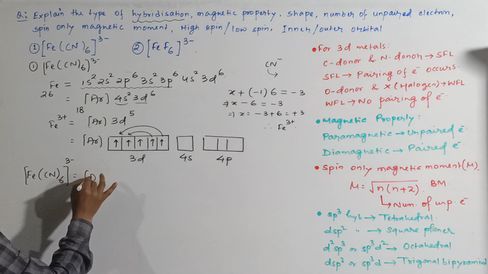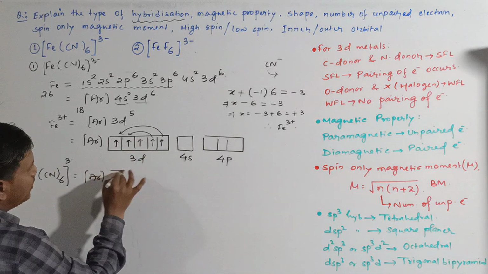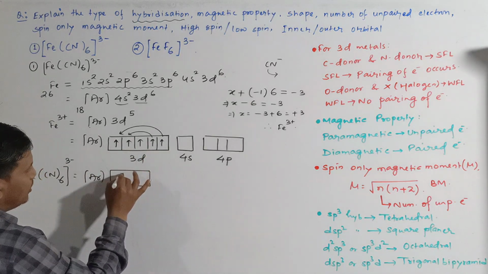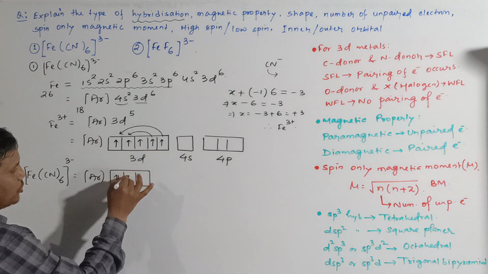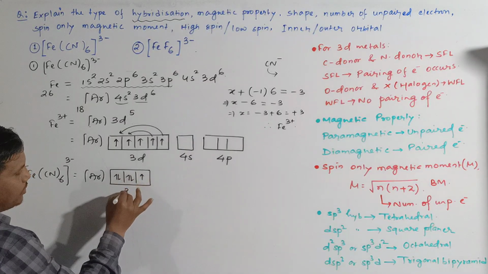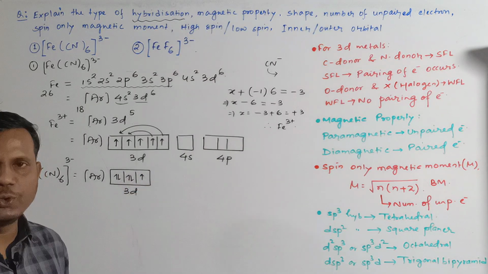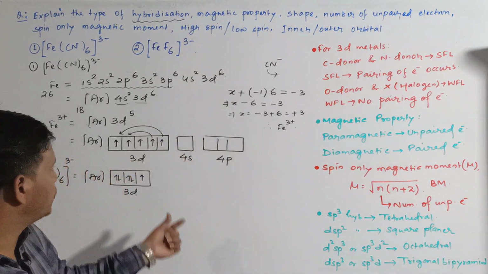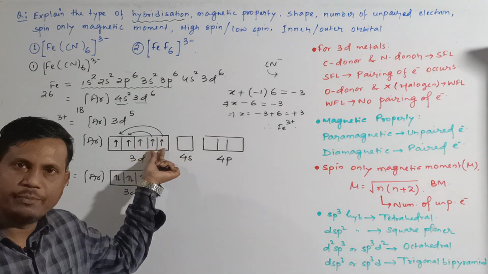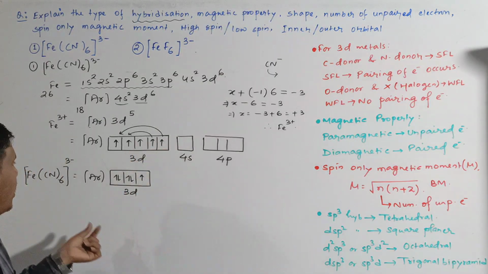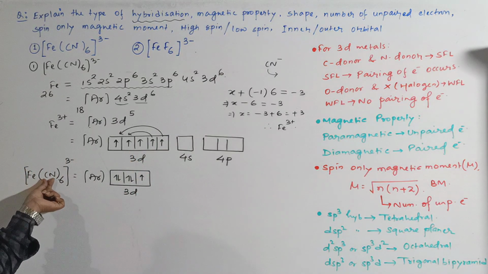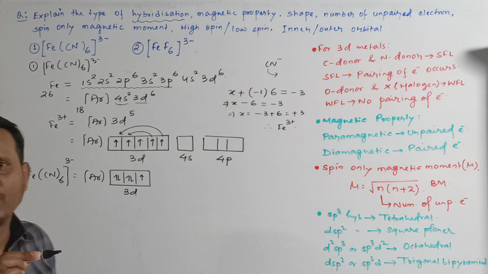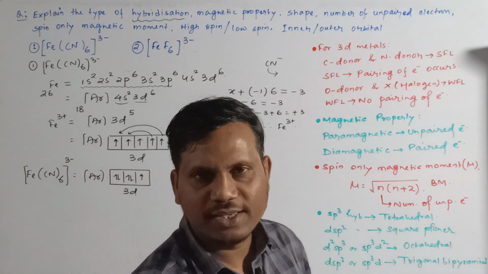After writing the complex, we can pair up the electrons. So these 5 electrons in 3d will look like this: 2, 2, 1, and these two orbitals will be empty or vacant. How many ligands have a donor atom? One CN has one donor, so a total of 6 CN are there.